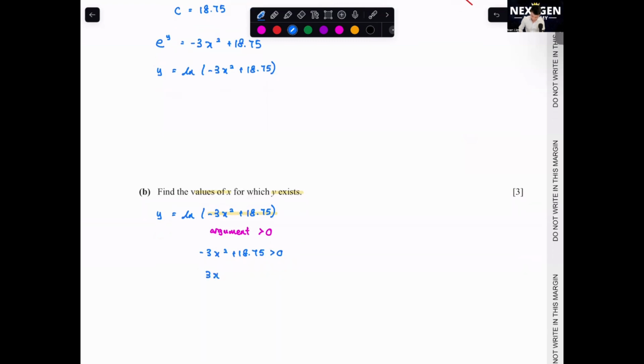This one we can do: -3x squared is more than -18.75. You have to remember, since this is an inequality, when we divide by negative 3, the symbol changes. So you need to change the direction of the symbol. So x squared is less than 18.75 divided by 3, which is less than 6.25. Hold on, sorry, did I do it wrong already? Actually it can also be 6.25.